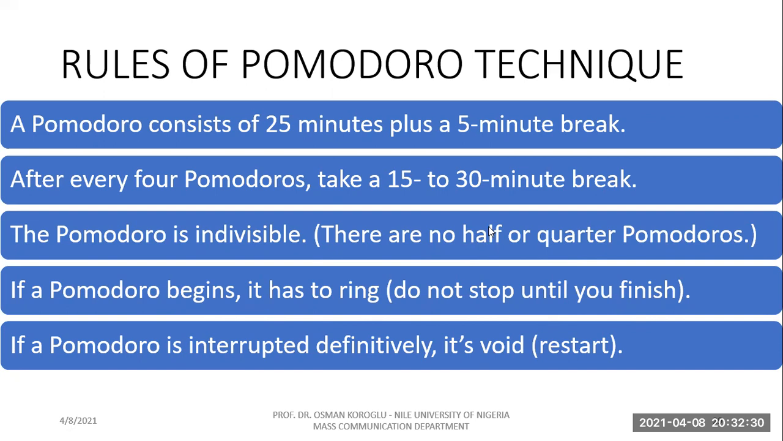You can use a timer, an online timer. For example, you can use Google's own timer by writing timer, 5 minutes, etc. You can see on the search form, use keyword timer 5 minutes. You'll be able to reach that service of Google automatically, or you can use your phone for this purpose. And if a Pomodoro is interrupted definitively, that means it's void. You need to restart the same Pomodoro again.